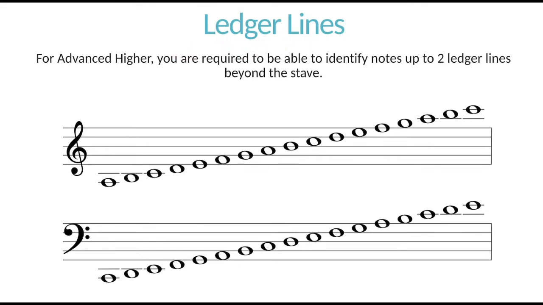Ledger lines, remember these are the short lines that we use below or above the stave, just to accommodate notes which are lower or higher. So at advanced higher, you're required to be able to identify notes up to 2 ledger lines beyond the stave. Here, for example, treble clef, bass clef.